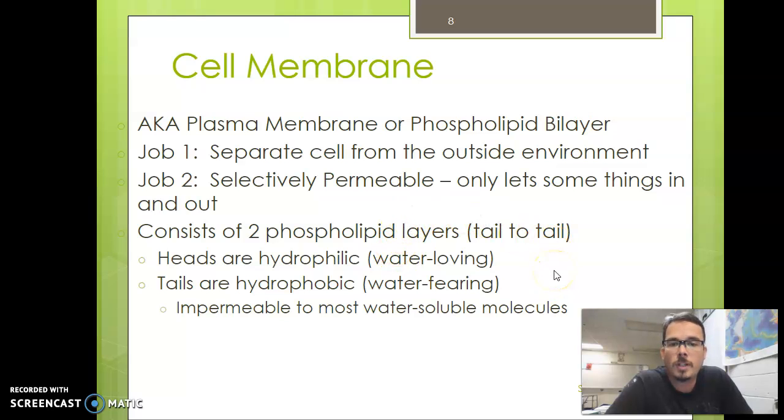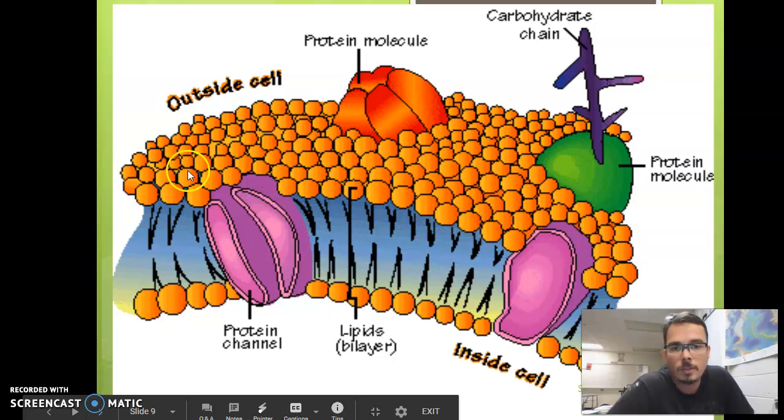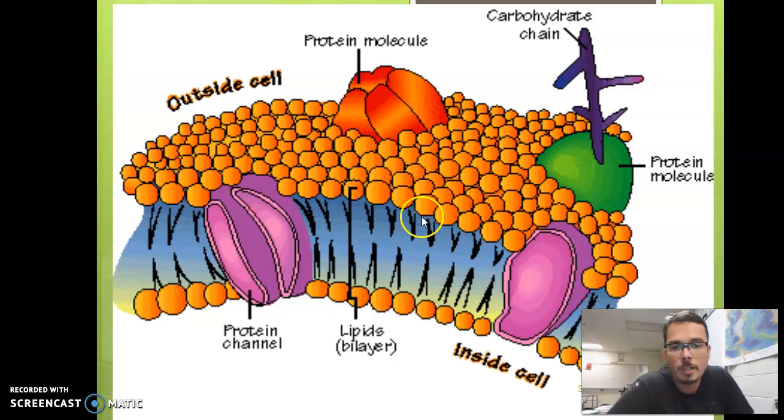It consists of 2 phospholipid layers, each of which has a tail. They'll be oriented tail to tail. The heads are hydrophilic and will be facing the inside of the cell and the outside of the cell. So it kind of looks something like this. This is called a phospholipid bilayer. Bi means 2. Phosphorus is going to be at the top, and you have lipids on the inside.